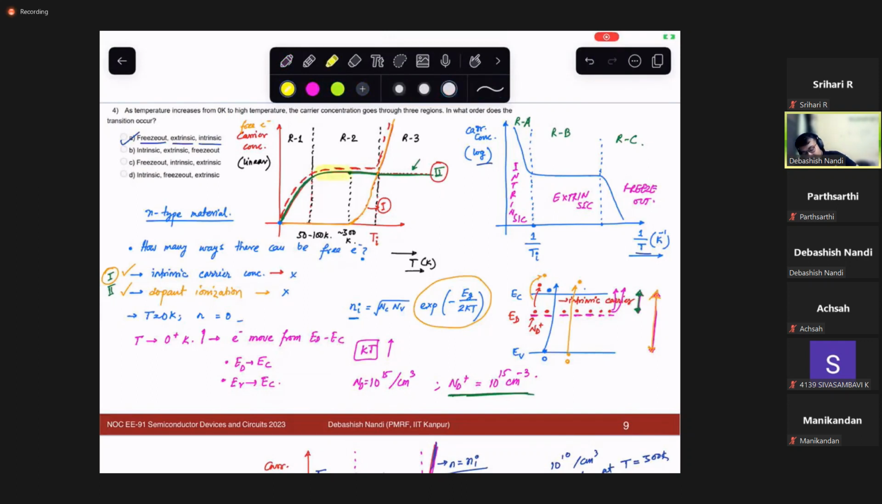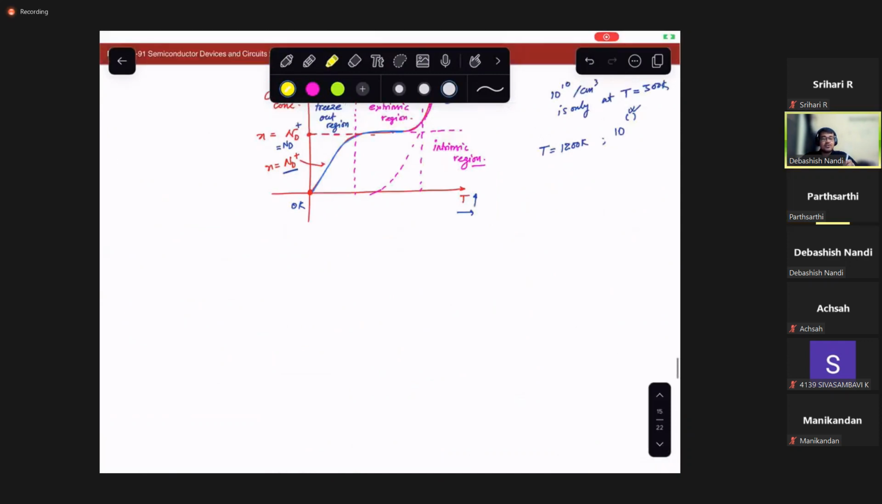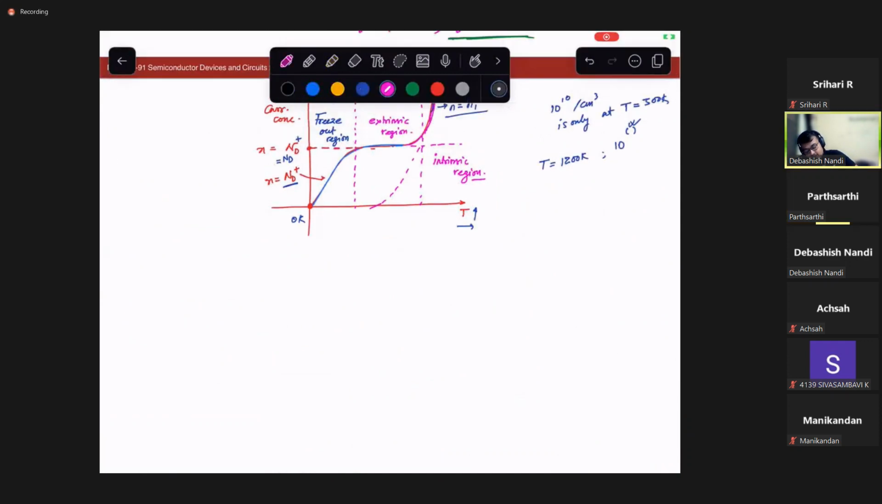We prefer to operate in this flat region, the extrinsic region. Why? We do not want to vary the signal with respect to input. No, not anything we want to vary. Be specific.